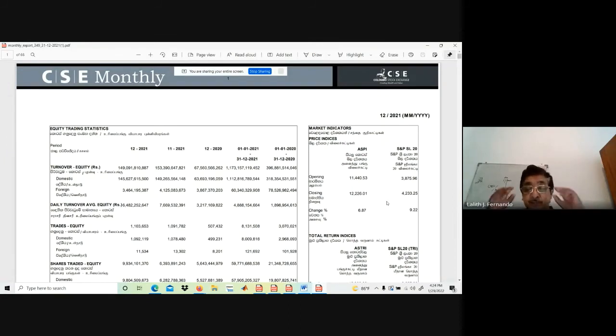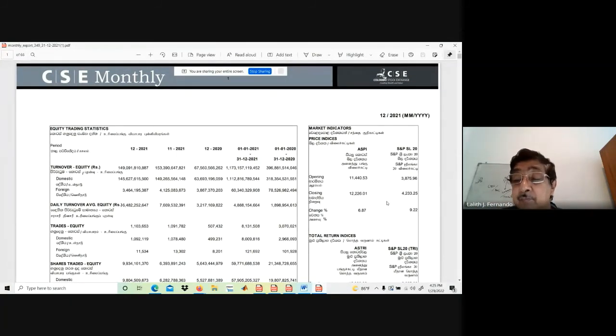And just look at the change of indices. It started with 11,440.53 and it closed at 12,226.01. So the change, taken as a percentage, is 6.87 per month.